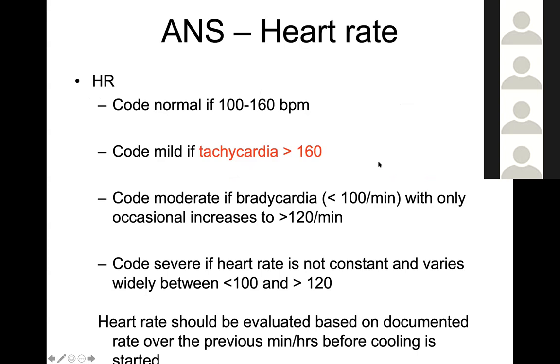Now, the next one is heart rate. Again, if the heart rate is 100 to 160, you score that as normal. If the heart rate is elevated, if the baby has tachycardia, you score that as mild. If the baby has bradycardia, you score that as moderate. But that's only if the baby is not on cooling therapy. So once you start cooling therapy, you cannot assess the heart rate because all the babies will have a low heart rate during cooling. And in severe, often it is variable. So usually we either look at the strength on the screen or just listen for a minute or two and make this decision about the heart rate.